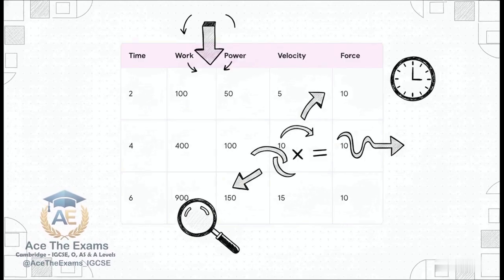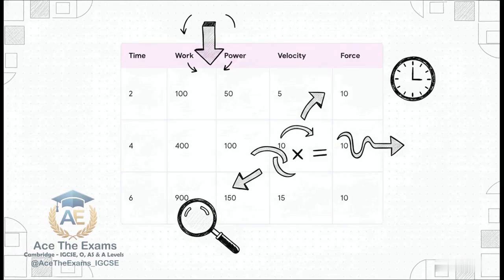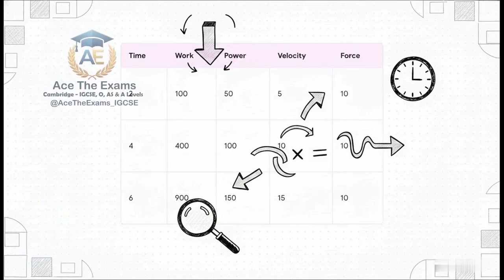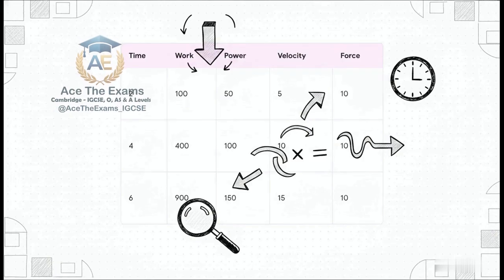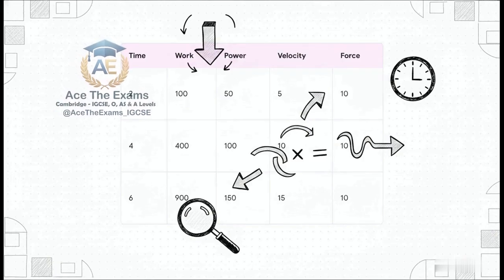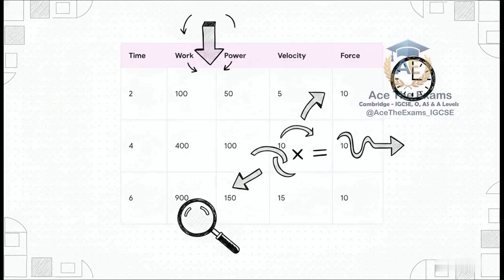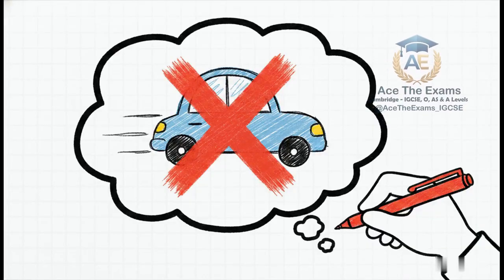Notice how the force remains perfectly constant at 10 newtons. And look at power. It is quite literally just force multiplied by velocity. 50 equals 10 times 5. 100 equals 10 times 10. If you can train your brain to extract this trend instantly under exam pressure, you have completely mastered the procedural data scan. Awesome! Let's move right into Challenge 2.